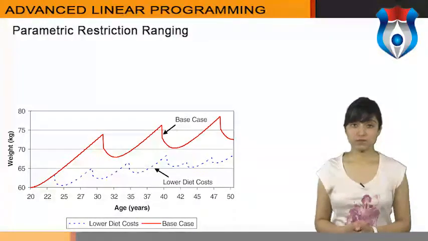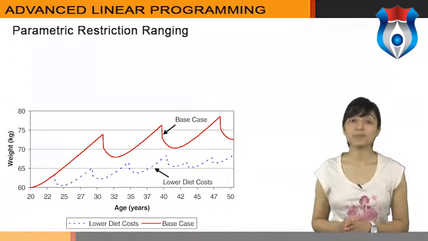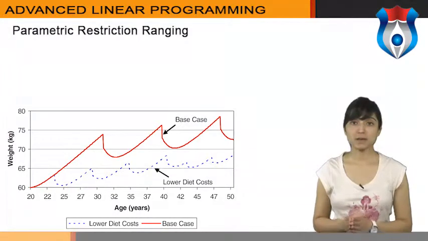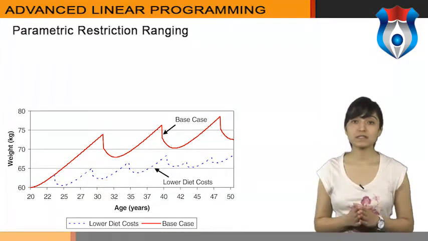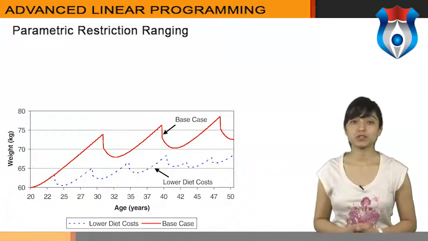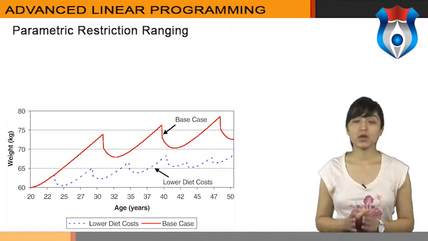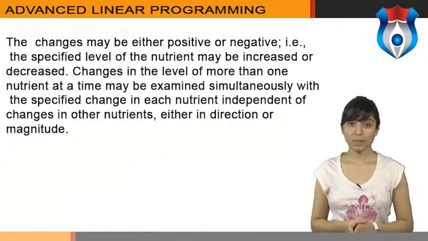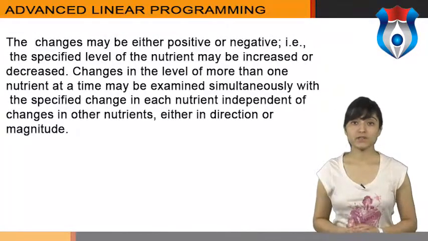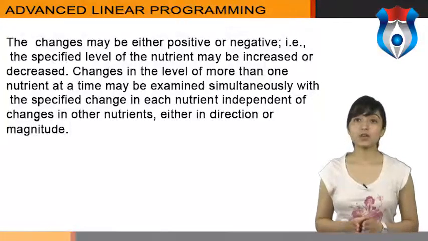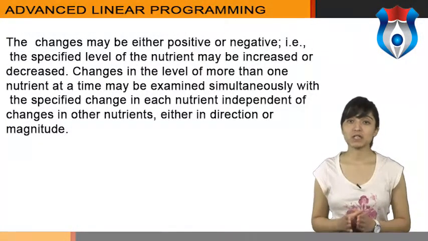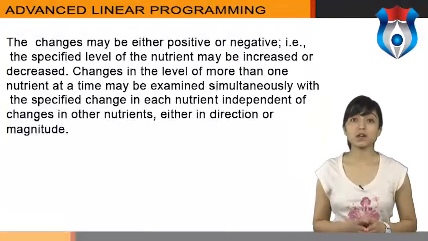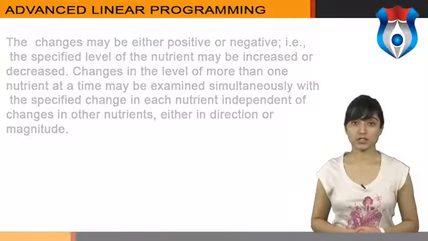Parametric restriction ranging. This option can be one of the most valuable and powerful formulation tools a nutritionist may have at his disposal. By proper use of this program, one can quickly establish a series of linear changes in his nutritional specifications and examine their effects on the diet composition and costs. The changes may be either positive or negative, that is, the specified level of the nutrient may be increased or decreased. Changes in the level of more than one nutrient at a time may be examined simultaneously, with the specified change in each nutrient independent of changes in other nutrients, either in direction or magnitude.